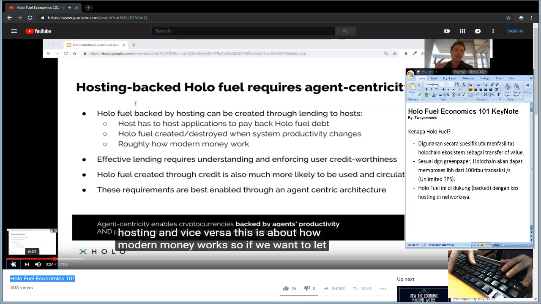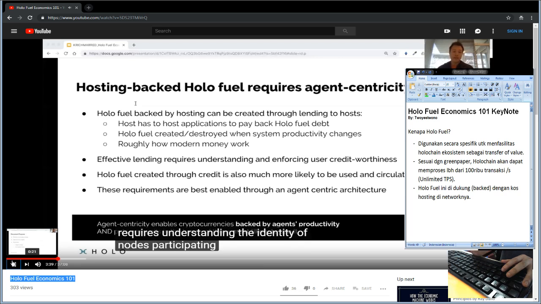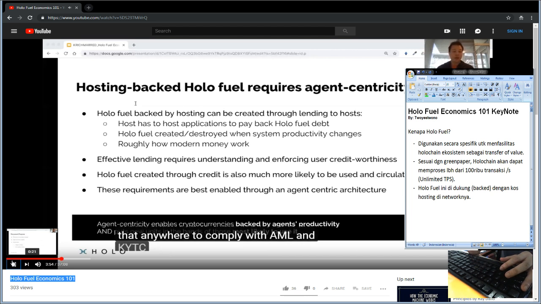So if we want to lend to hosts, we must understand how creditworthy they are and be able to enforce that creditworthiness. Doing that requires agent centricity, since it requires understanding the identity of nodes participating in hosting. And I would like to point out that while this requires the removal of anonymity from hosts and anyone who has credit extended to them, we need to do that anyway to comply with AML and KYC regulations.